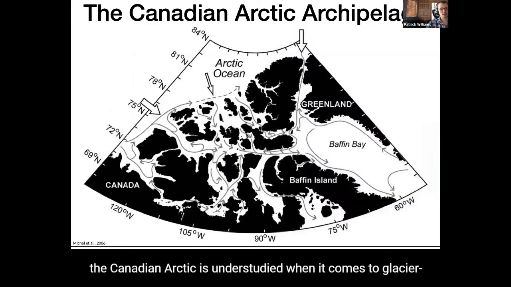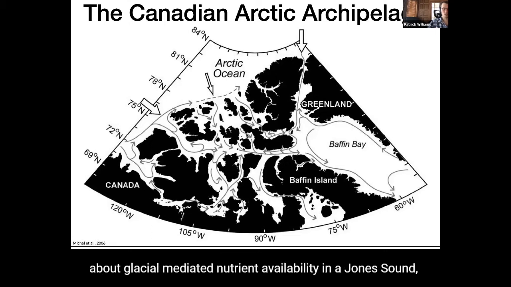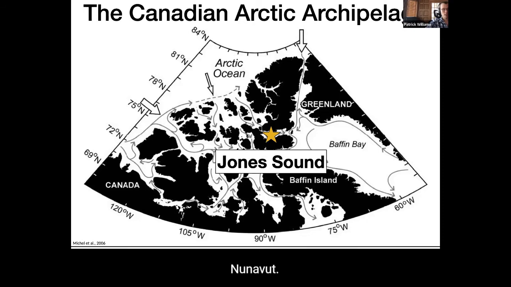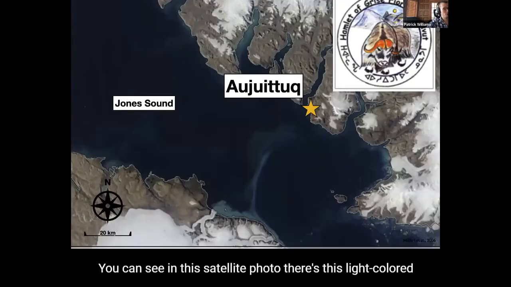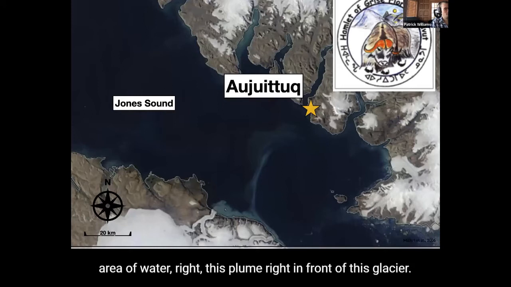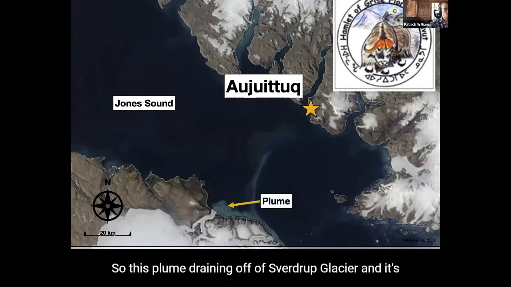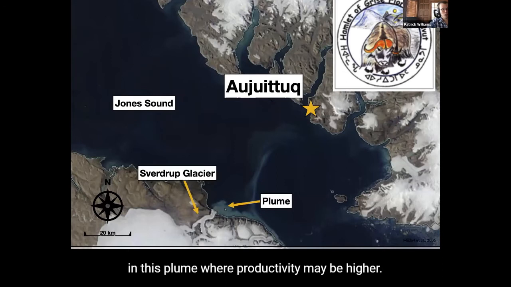Specifically, the Canadian Arctic is understudied when it comes to glacier-ocean interactions. The last formal published study was put out nearly 50 years ago. And so our lab works to answer some of these questions about glacial mediated nutrient availability in Jones Sound, Nunavut. You can see in this satellite photo, there's this light colored area of water, right? This plume right in front of this glacier. So this plume draining off of Sverdrup Glacier. And it's in this plume where productivity may be higher.